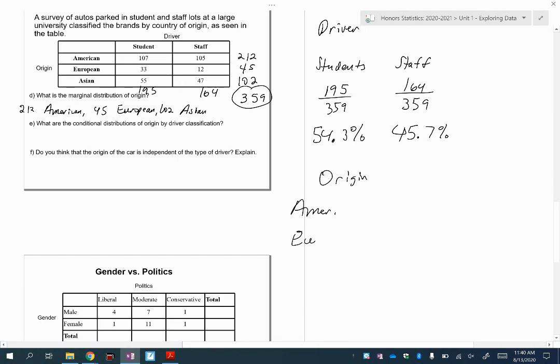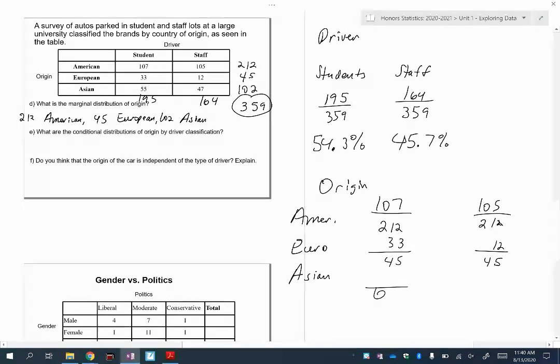Okay, so now when I bring in origin, I'm going to look at American, European, and Asian. Out of just the American cars, that's 212 American cars, I calculate how many are student and how many are staff. I do the same thing for European. Out of 45, 33 were student. Out of 45, 12 were staff. And for Asian, out of 102, 55 are student and 47 are staff.